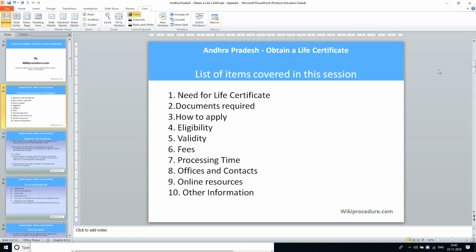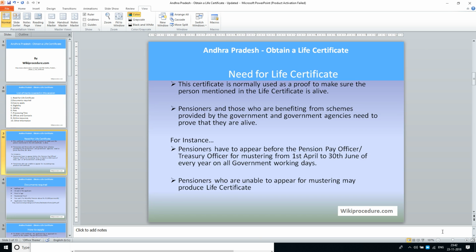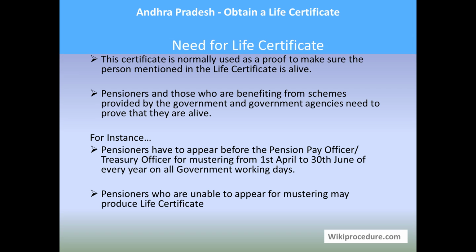Let us see the list of items covered in this session today. Need for life certificate, documents required, how to apply, eligibility, validity, fees, processing time, offices and contacts, online resources and other information. Today, this procedure is sponsored by wikiprocedure.com for you.